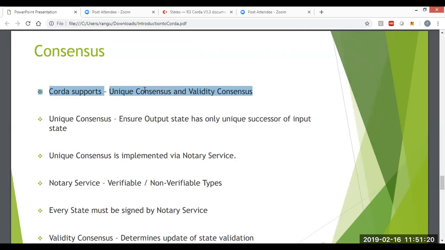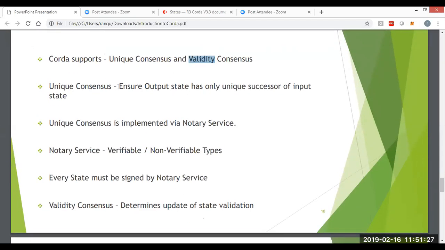Corda supports two types of consensus: unique consensus and validity consensus. What unique consensus means is, you have an output state, which I think I briefed you on. There should be only one input state as its successor. There will be no nodes having two different input states for the same output state. Unique consensus talks about that.